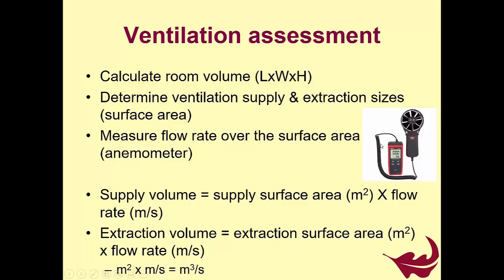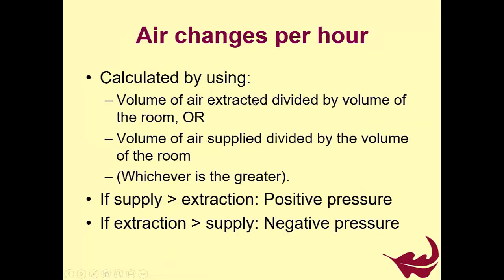So the supply volume would be, if you look at the supply surface area in square meters and the flow rate in meters per second, what we then do is we multiply meters per second by square meters, which would give us cubic meters per second. And then I convert that to minutes and to hours, and that gives me the cubic meters per hour. And that I can then use to look at the number of air changes in that building.